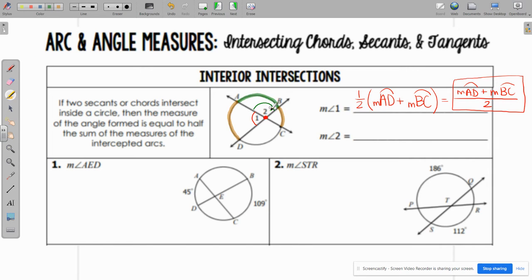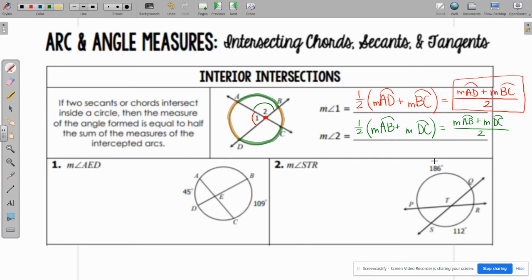AB, and then this arc DC is intercepted as well. So we have that the measure of angle 2 is half of the sum of those arc measures. So the measure of arc AB plus the measure of arc DC. And again, you could also say it as the measure of arc AB plus the measure of arc DC divided by 2. So let's look at an example.